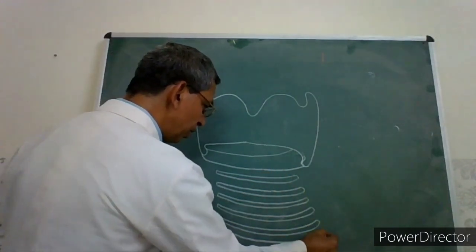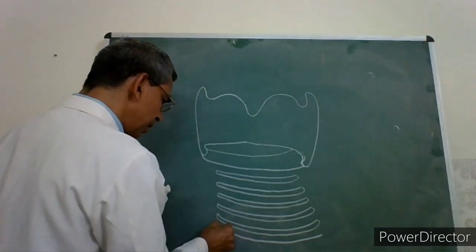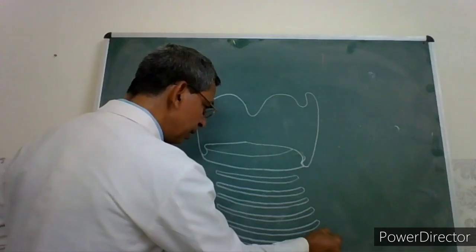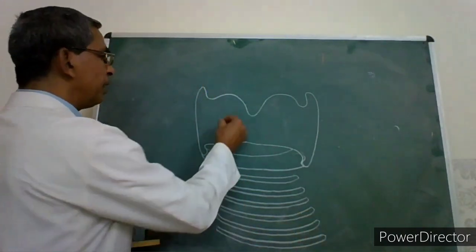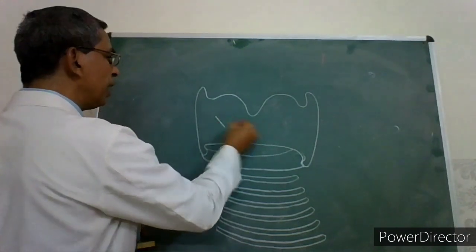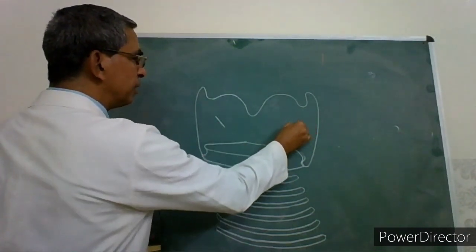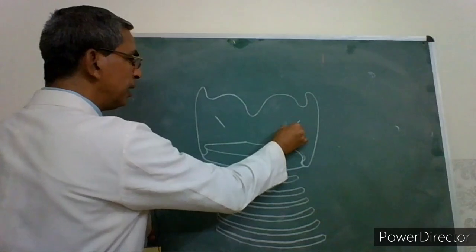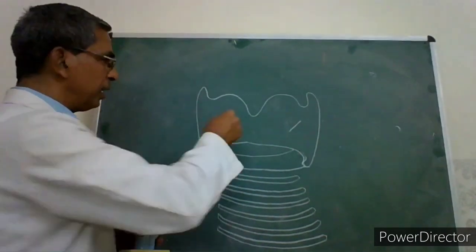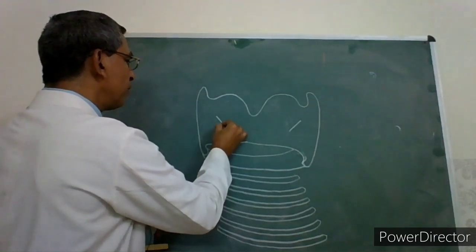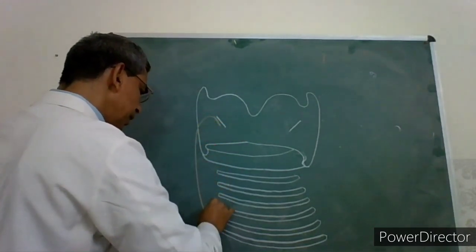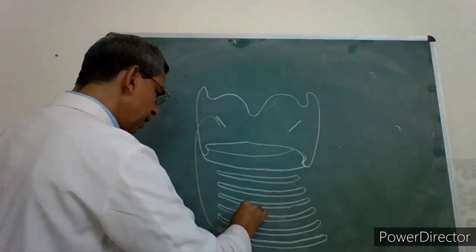I am drawing this tracheal ring. Why? Because this thyroid gland extends up to the fifth or the sixth tracheal ring here. This is the oblique line of the thyroid cartilage. The thyroid lamina has the oblique line. Okay. Now this thyroid gland extends from the oblique line up to the sixth tracheal cartilage.